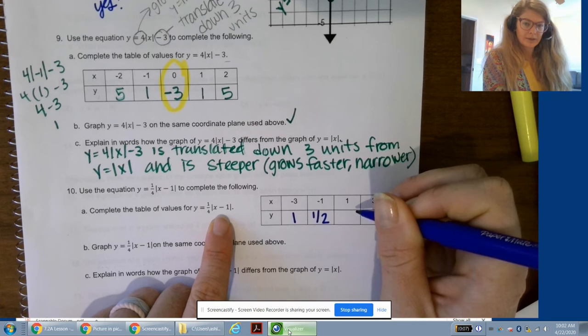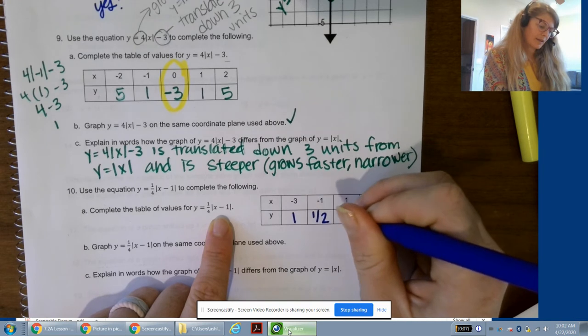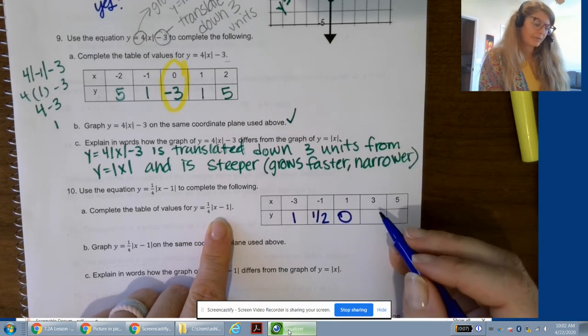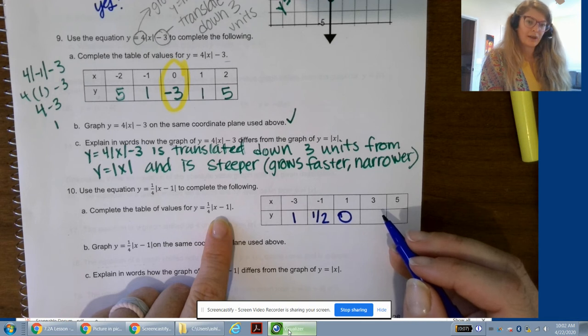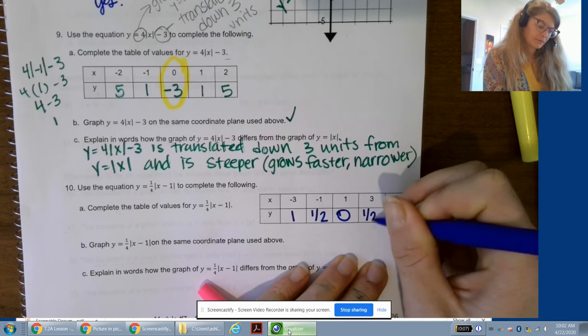1. 1 minus 1, 0. Absolute value 0, 0. 0 times anything is 0. 3. 3 minus 1, 2. Absolute value of 2, 2. 2 times a fourth, a half.